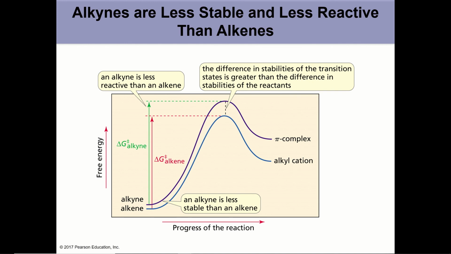Alkynes are less stable and less reactive than alkenes. So they have a lower stability, which means that the initial energy of the reactant is greater than an alkene reactant. So the alkyne reactant is higher energy, higher initial energy, than the alkene reactant.